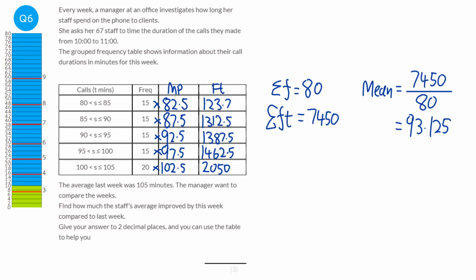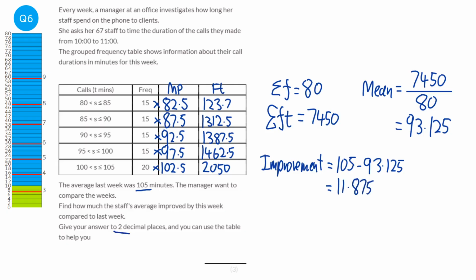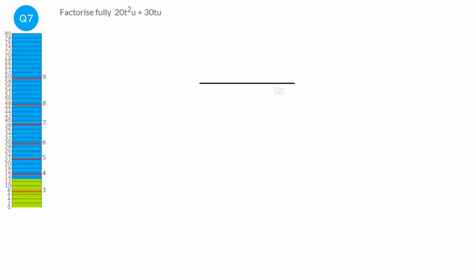Now this question is about the improvement that the manager has made, the call centre's made. So we're looking at subtracting the 93.125 away from the last week, which was 105. So we're looking for improvement, and we're going to do 105 take away the 93.125. And that's going to be 11.875. Now it does ask for two decimal places, so that will be 11.88.